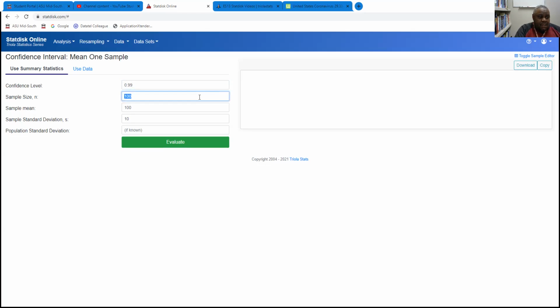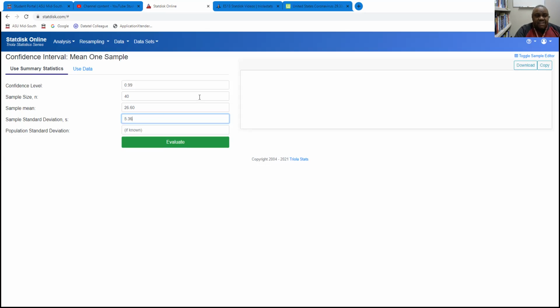Tab down. The sample size, which is n. In this case, it was 40 because there were 40 data values in that sample. Sample mean, when we did the descriptive statistics, we came up with 26.6. So we're going to say 26.60. We're going to type that in. And then the sample standard deviation from that descriptive statistics screen, it came out to be 5.36.